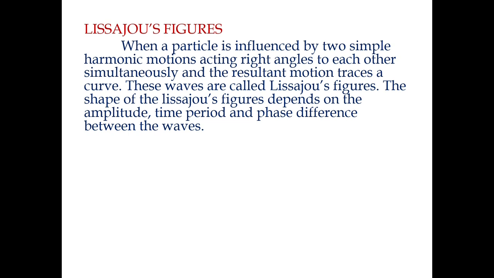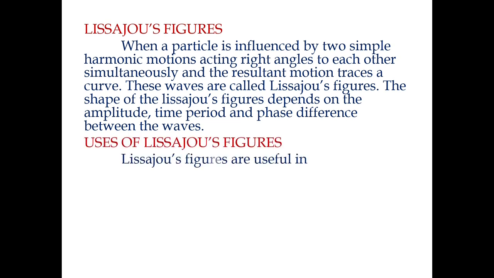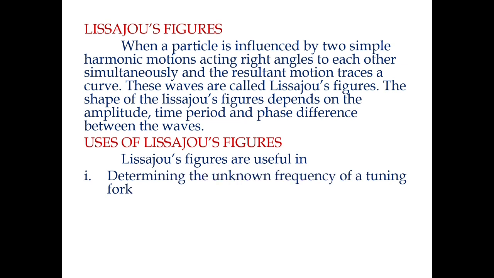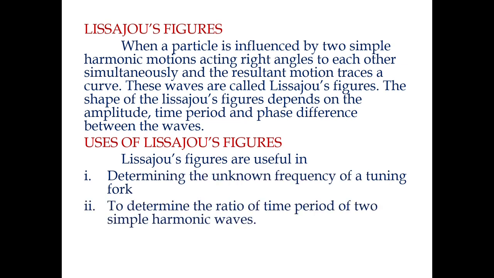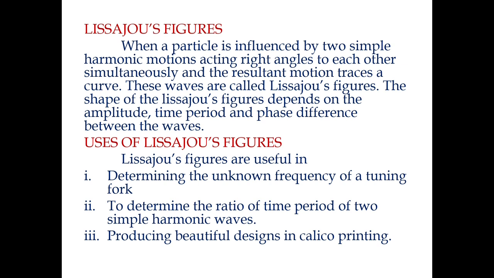Okay, then we will discuss what are Lissajous figures. If a particle is influenced by two simple harmonic motions, that means two simple harmonic motions are acting on a particle and they are at right angles to each other, the resultant motion will represent a curve. These curves are called Lissajous figures. The shape of the Lissajous figures depends on the amplitude, time period, and the phase difference between the waves.